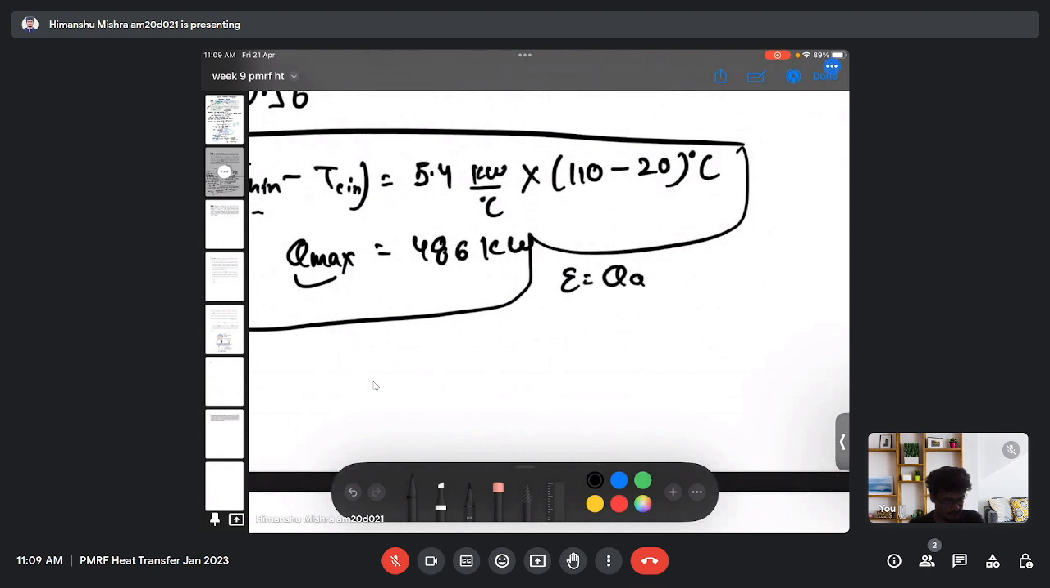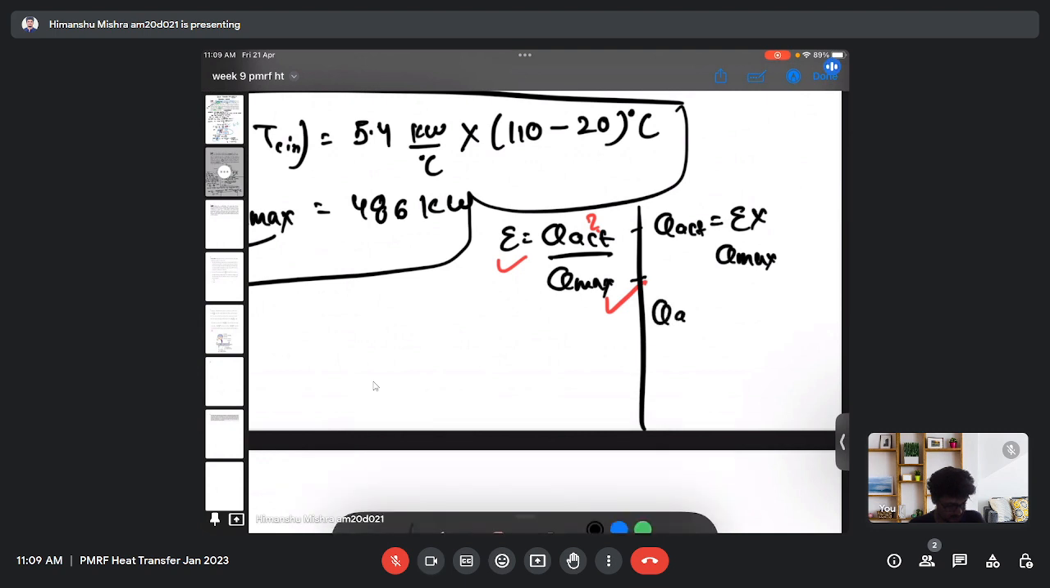So I can find my actual heat transfer, because effectiveness can also be defined as actual heat transfer divided by the maximum heat transfer. And this is for the general case, nothing related to the parallel heat exchanger or the counter flow or the cross flow. So now we have got effectiveness and we got the maximum heat transfer, and this is the only unknown quantity, actual heat transfer. So my actual heat transfer will be effectiveness multiplied by maximum heat transfer.